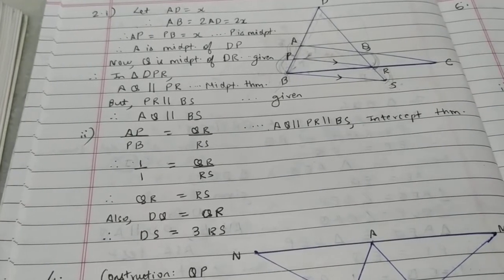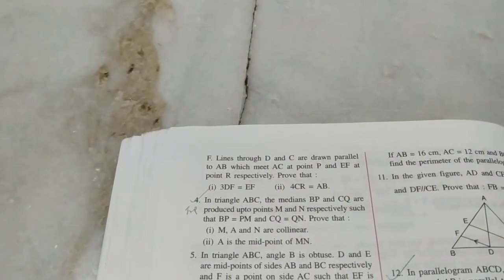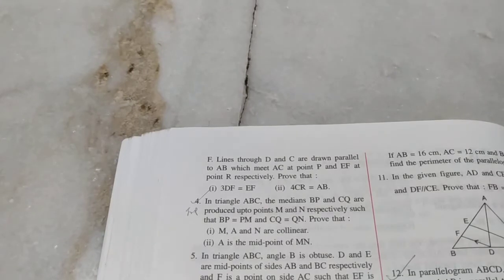Next, in the fourth sum, there is a triangle ABC, and the medians BP and CQ are produced up to points M and N respectively, and some conditions are given. Prove that M, A and N are collinear. Now try to draw the diagram on your own before I show the diagram. See if you get it. This is very similar to a solved example as well. The diagram looks like this.